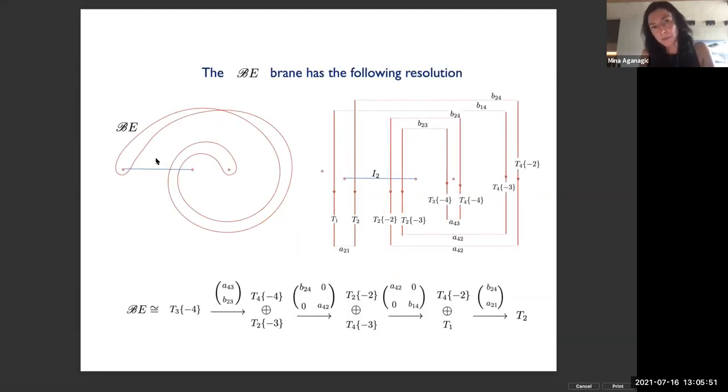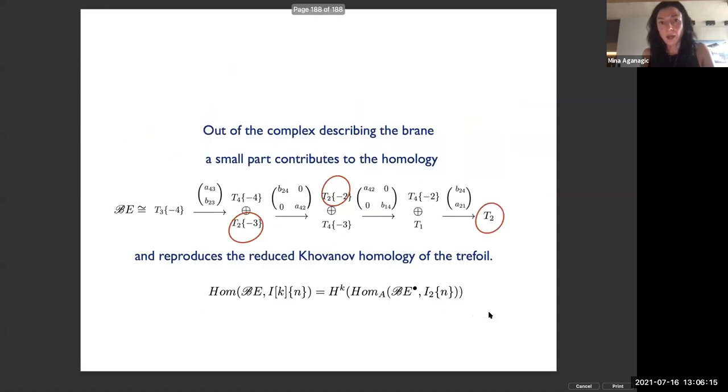But the B brane has the following explicit resolution, which you can see by breaking it up into thimbles. So instead of writing them horizontally, I'm now writing them vertically with explicit maps that come from paths on the d equals 1 quiver, which is just an affine A_n quiver with the relations that I wrote before. So you get an explicit complex of branes, a complex of thimbles. Out of that complex, only a very small part contributes to the homology, which reproduces the reduced Khovanov homology of the trefoil. So I think this is how one should think about knot homology generally.